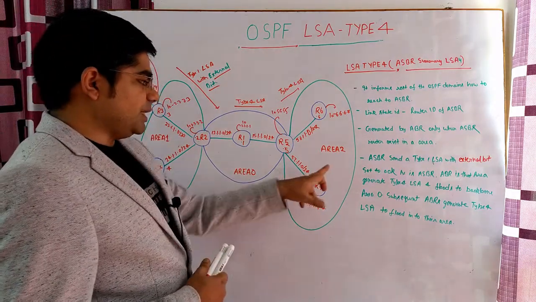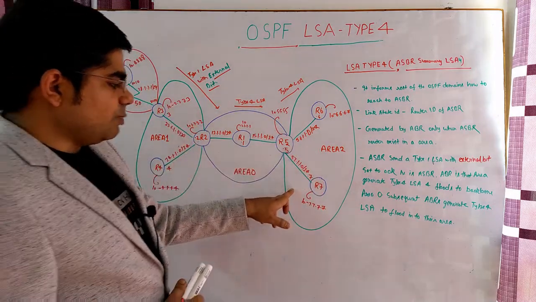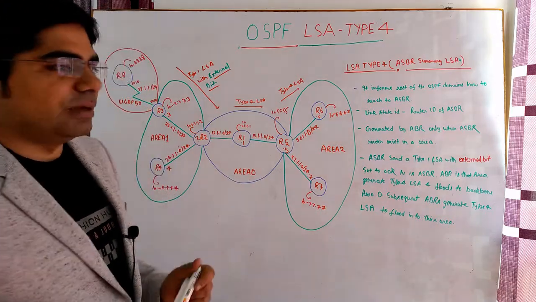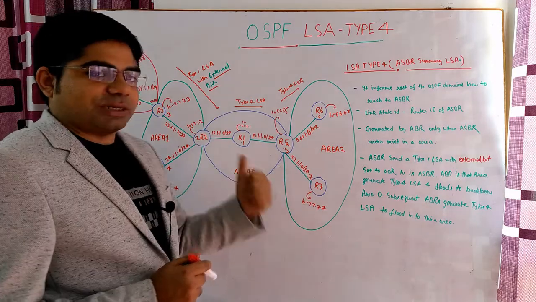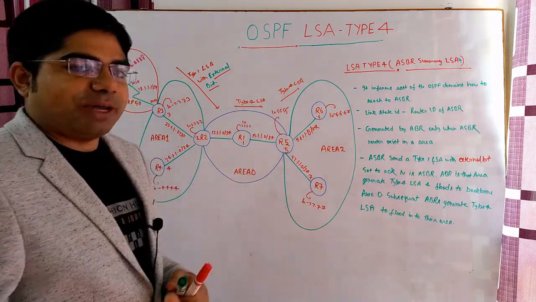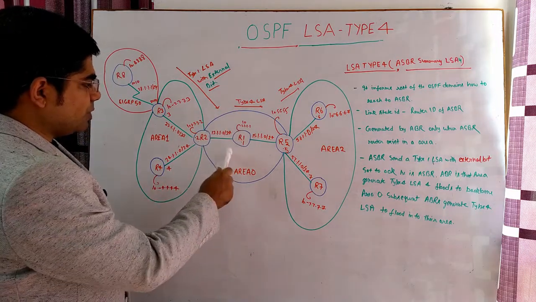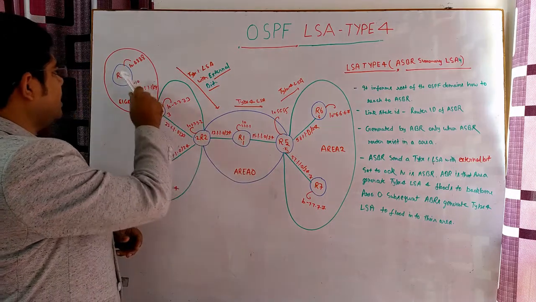If anybody from area 2 wants to go to an external route, then he will come to know via LSA type 4 or summary ASBR LSA, so that he will know how to reach the external route and to whom I have to forward my routes. So this is the scenario where we are using router 1, router 2, router 3, 4, 5, 6, 7 and router 8.